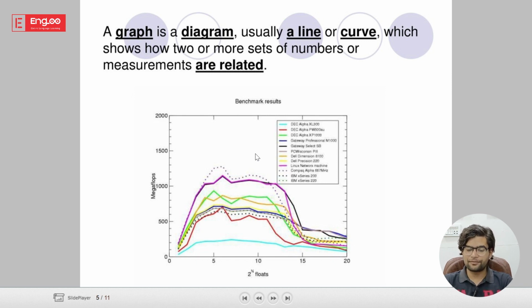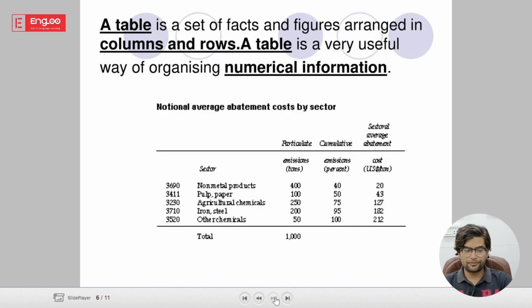Each line has a different color, and each color signifies a different entity. The rest of the stuff will remain as it is. There are two axes, the x-axis and the y-axis. The information given on one axis is regarding mega flops, and on the other side are the floats. Now let's move forward. I hope you are getting an idea of how one thing is different from the other.